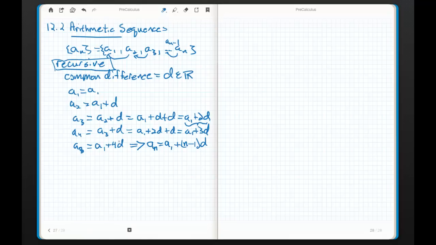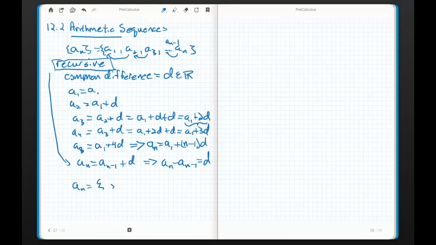Now, I said that this was a recursive relationship, so we have to make sure that we put a bow on that. What do I mean by that? Well, it's recursive because I know that a sub n is equal to a sub n minus 1, the one immediately preceding it, plus d. Or, with a puff of algebra, I know that a sub n minus a sub n minus 1 is always equal to d.